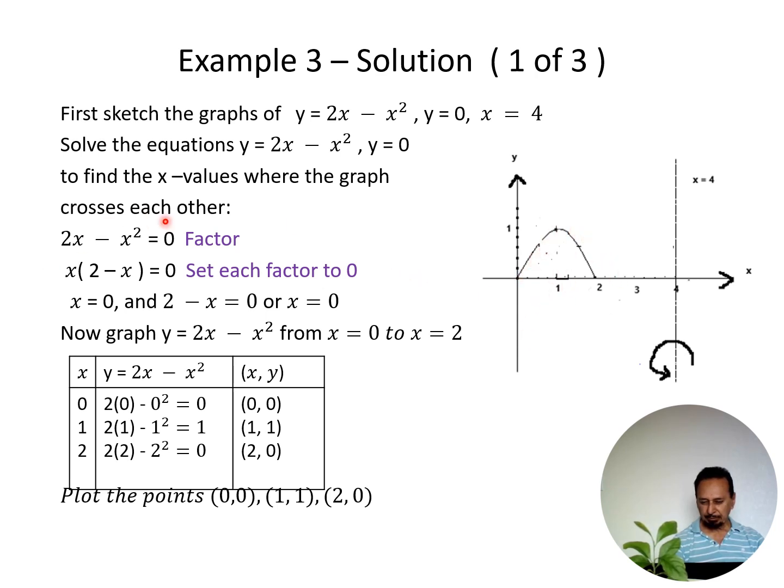I did this one by creating a table, and here's a table of values. I plotted the points 0, 0, 1, 1, 2, 0, and then I connected them. And this is the graph of x equals 4. Okay, and we're going to revolve about this vertical axis, x equals 4.